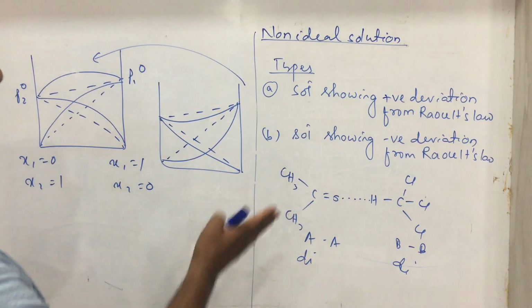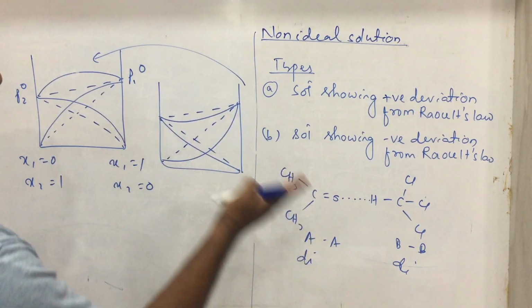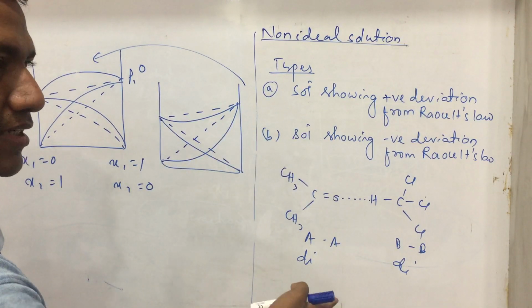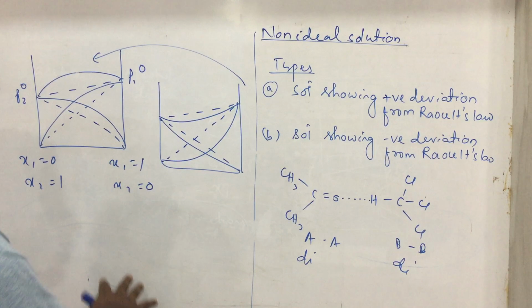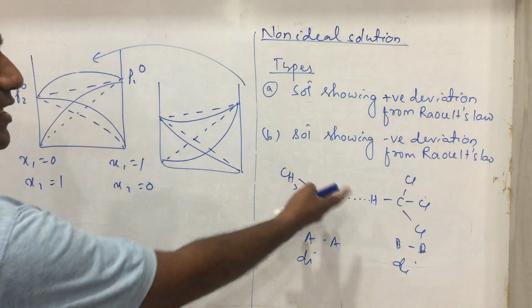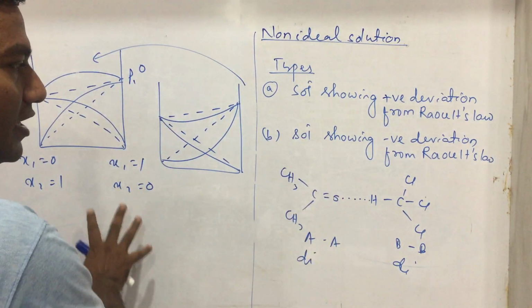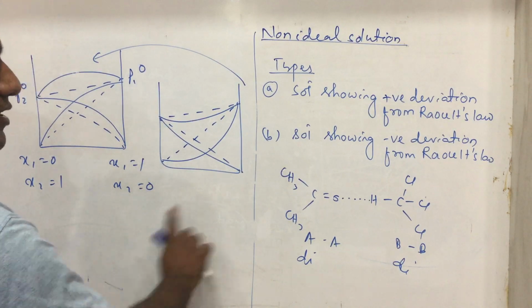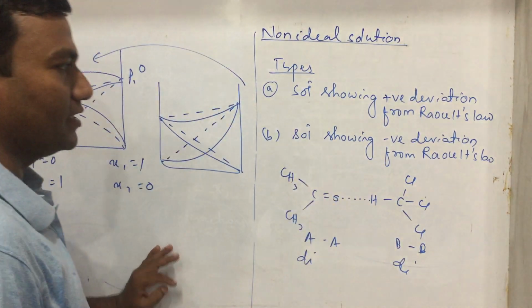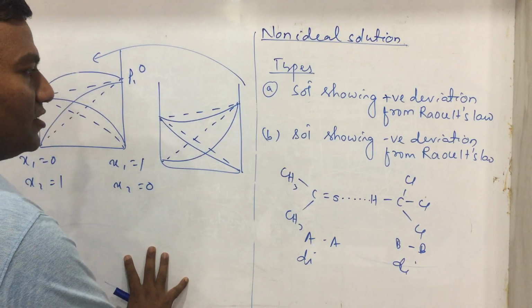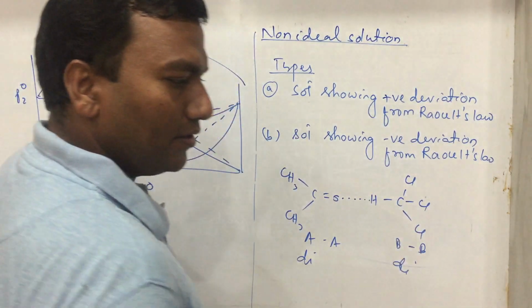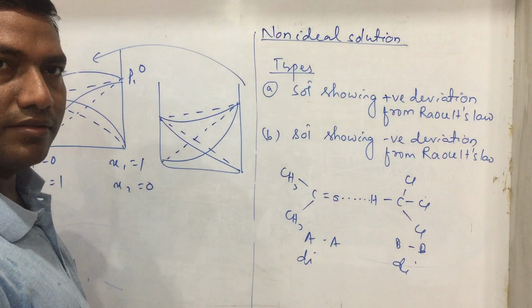So remember like this: positive deviation, negative deviation. All are greater, all are less. Does not obey Raoult's law, does not obey Raoult's law. Here interactions decrease, correct? Here interactions increase. So here the example, positive deviation, here negative deviation. Clear? Thank you.